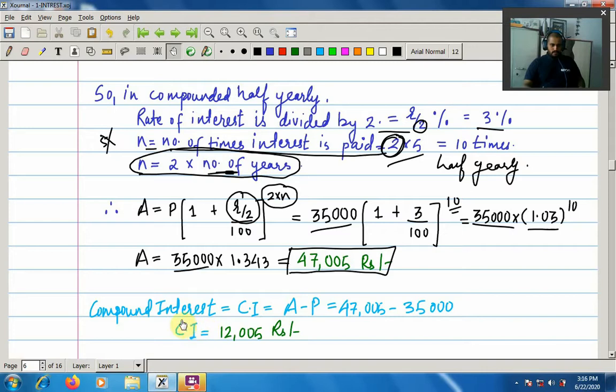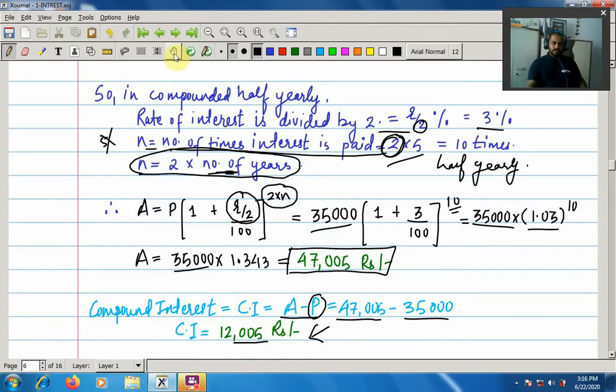So what's the compound interest? Compound interest is amount received minus amount invested initially. So 47,005 rupees minus 35,000, it comes to 12,005 rupees, which is my interest amount.